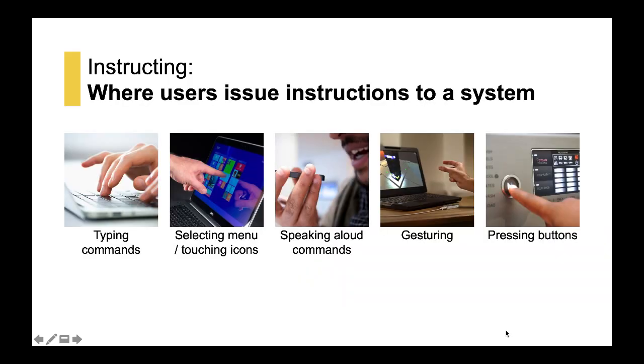Instructing is probably the earliest type of interaction with a computer, and this is where the user issues instructions to a system. The early way of doing this was by using your keyboard to type commands into a window, usually a terminal window or command window. It's actually called a command window.